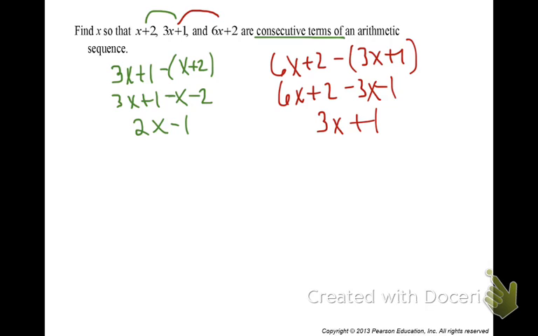The x plus 2 and the 3x plus 1 have the exact same difference as the 3x plus 1 and the 6x plus 2, right? Because it's arithmetic. So how would we set this up to solve for x? Yes, the 2x minus 1 equals the 3x plus 1. Exactly. All right, so solve that and find x for me. Okay, x equals negative 2. Is that what you got? Yes. Okay.